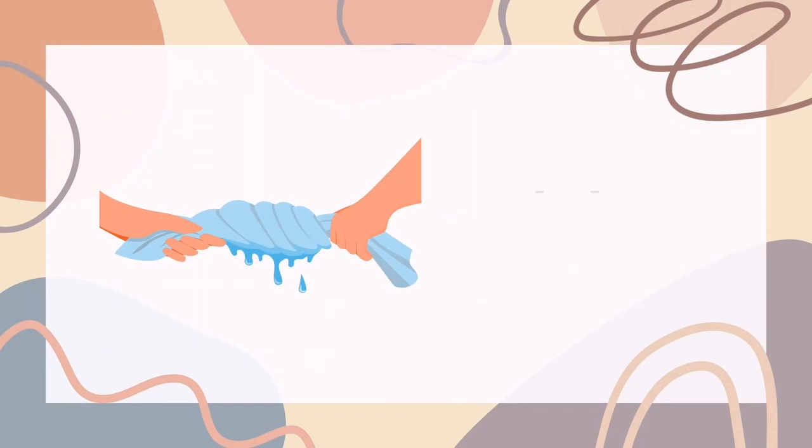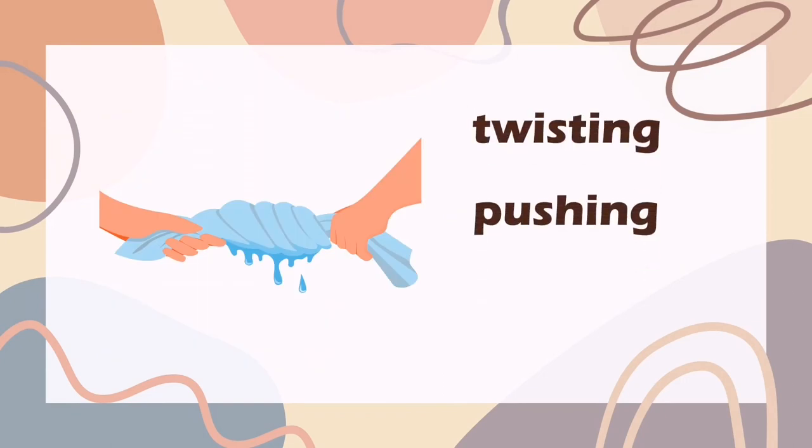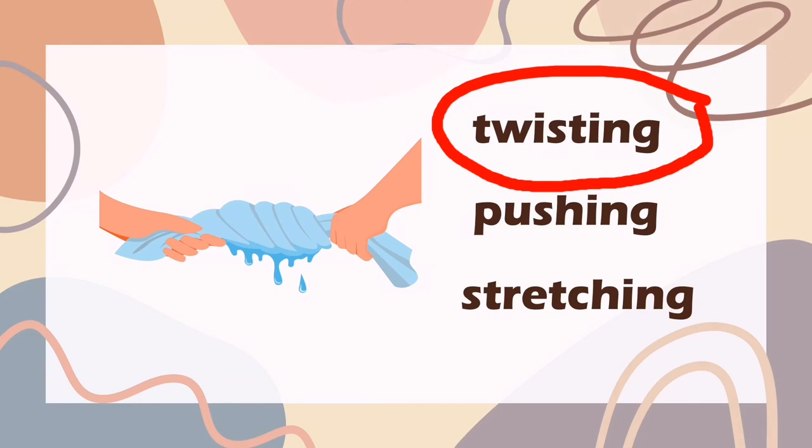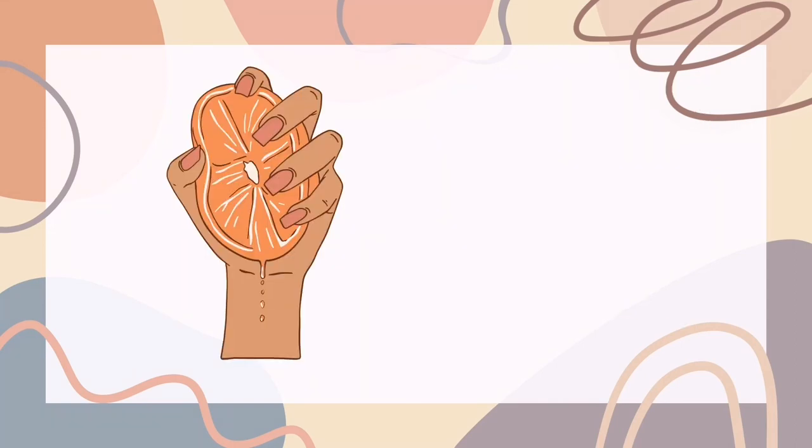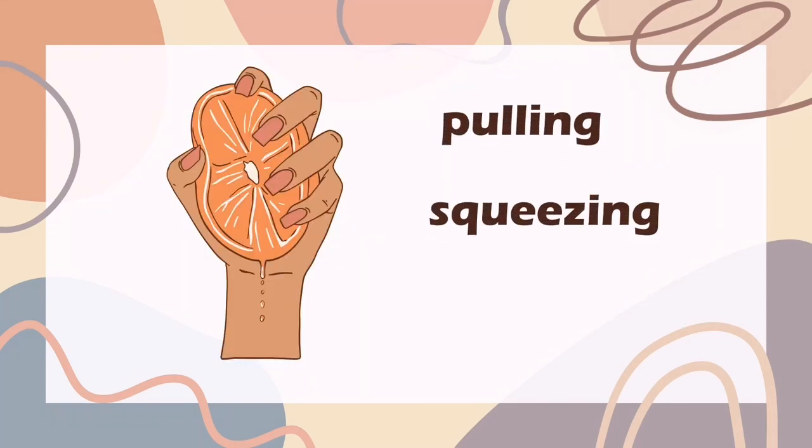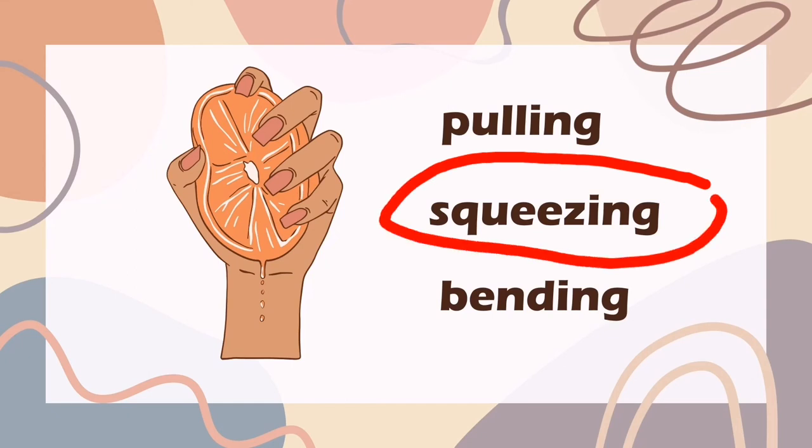Next picture shows twisting, pushing, or stretching. The correct answer is twisting. When you twist this cloth, it will change the shape. Very good. Next picture shows pulling, squeezing, or bending. The correct answer is squeezing. When you squeeze this orange, what will happen? It will change the shape.